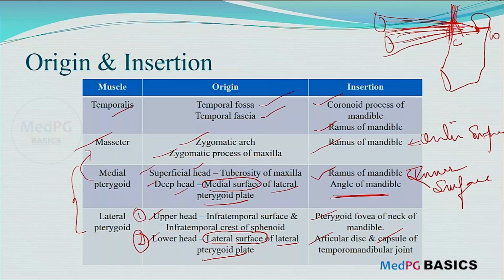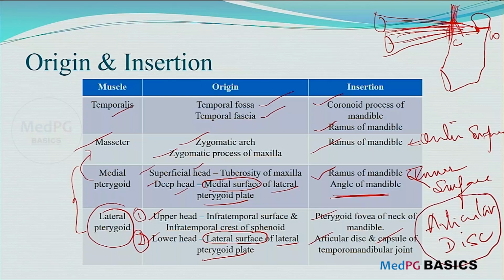One important thing that you can remember about the lateral pterygoid is that this articular disc, what you see within the temporomandibular joint, is considered to be the degenerated tendon of the lateral pterygoid muscle. So these things you have to keep in mind. In general, all the four muscles of mastication, directly or indirectly, are inserted to various parts of the mandible.